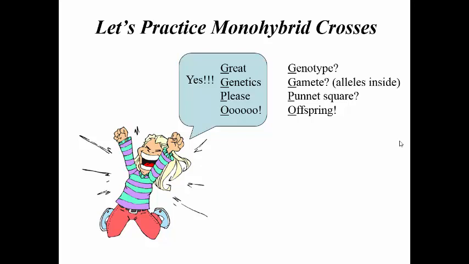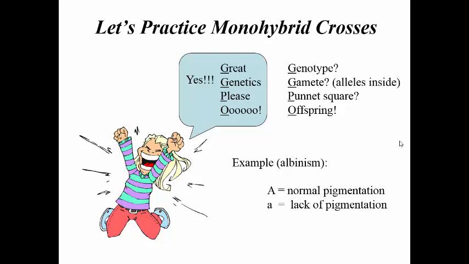The P stands for please, which actually stands for Punnett square. Make your Punnett square. And the ooh, it's a bit childish when you think about it, but the ooh is saying produce the offspring. So if we do that for a given cross, this is how it works. Let's do a very simple example using albinism. Albinism is an autosomal recessive disorder. A given individual could have one of two alleles, right?